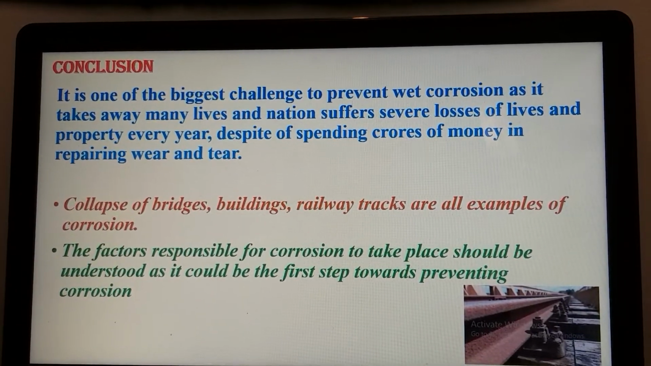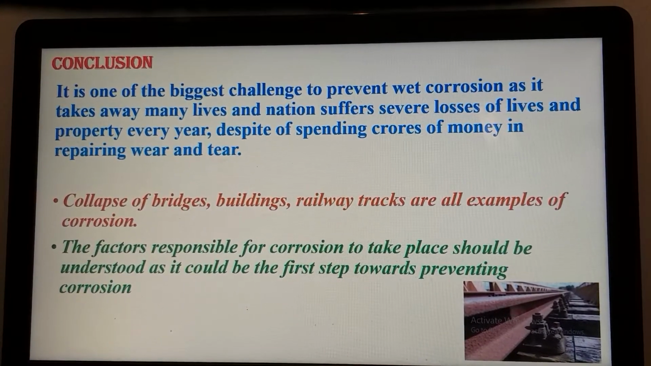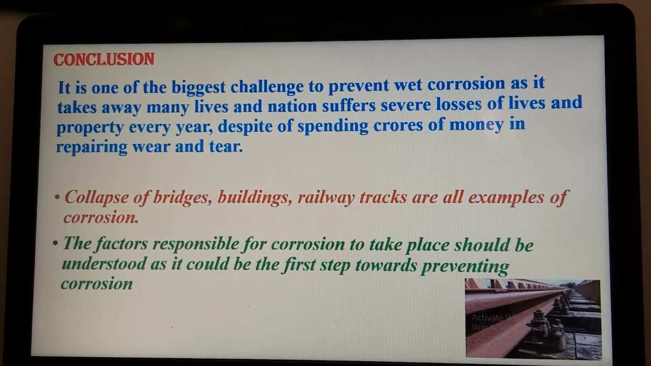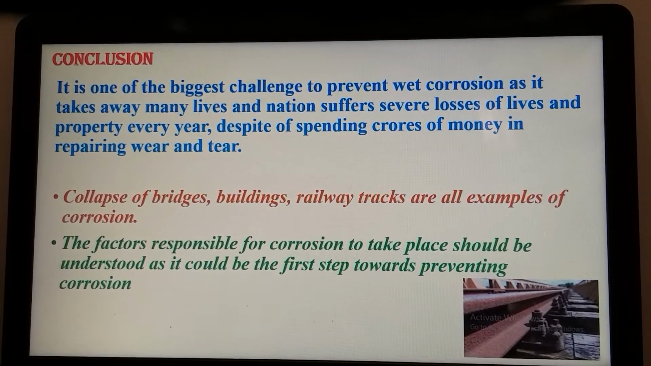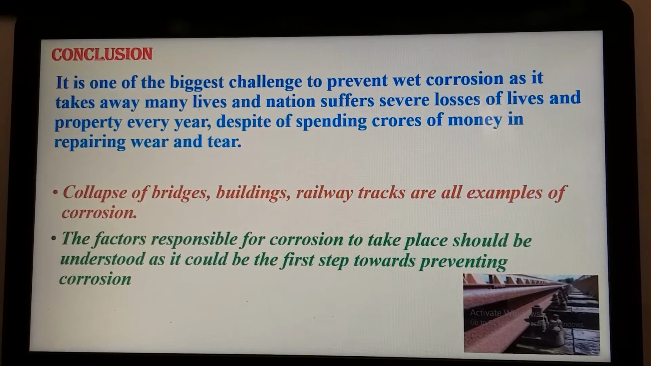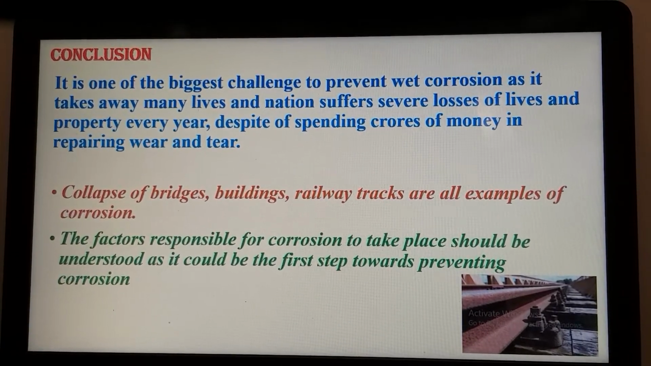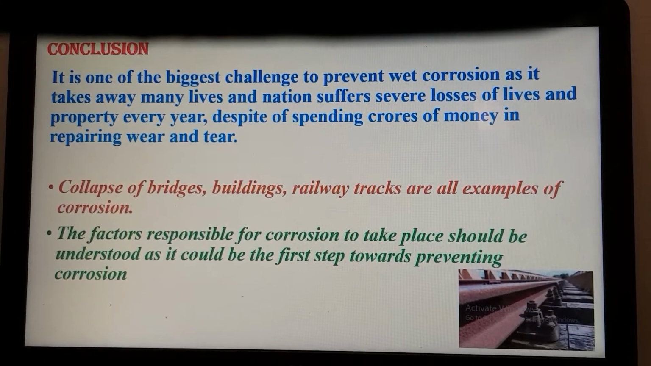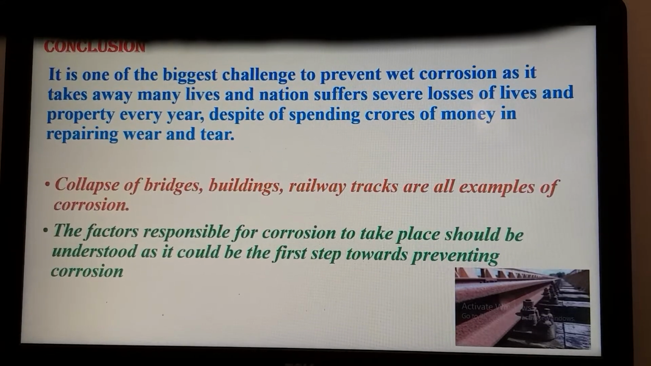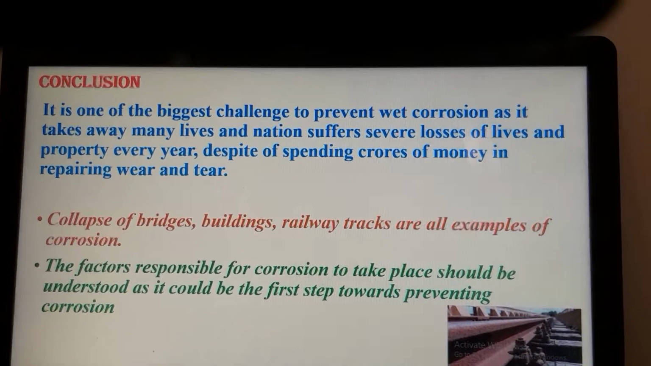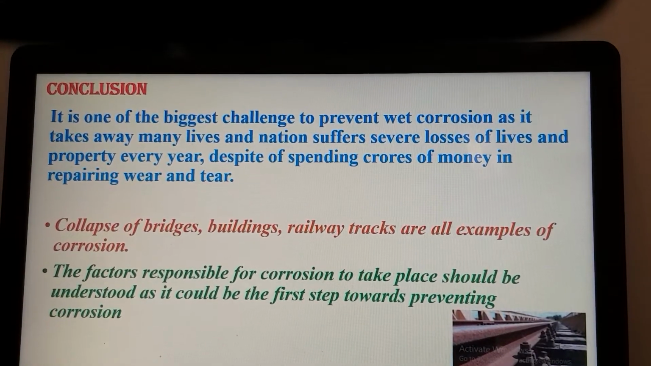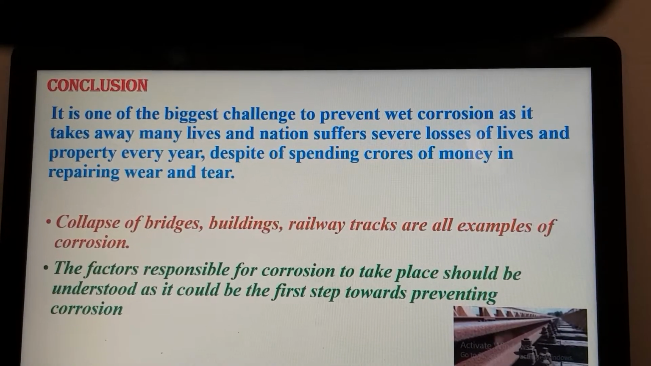So we can conclude that the wet or electrochemical corrosion is the slow oxidation which takes place due to the formation of small tiny galvanic cells all over the surface of the metal due to the difference in the concentration of air or faulty design of the metal or many other reasons which I have already explained in the chapter.